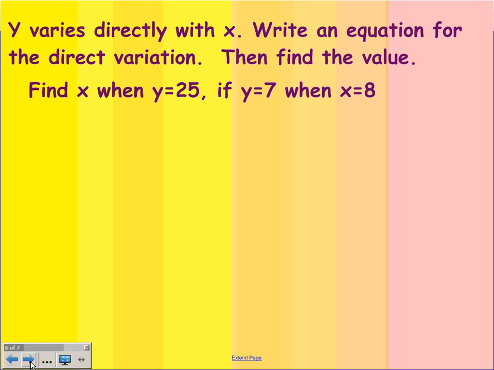All right, so y varies directly with x. Write an equation for the direct variation, then find the value. So we've got two parts. I can see a comma. Right away it says find x when y is 25, if y is 7 when x is 8.